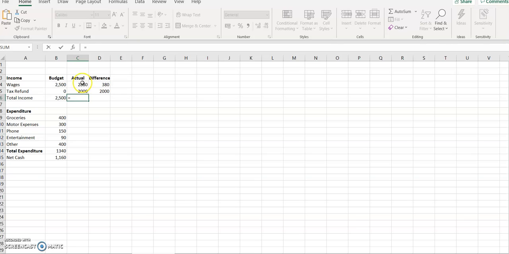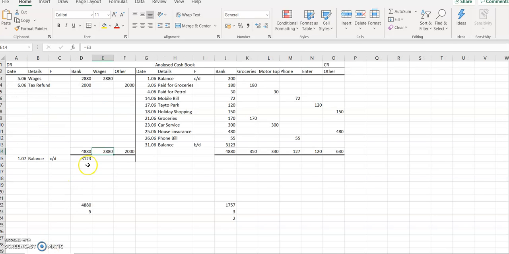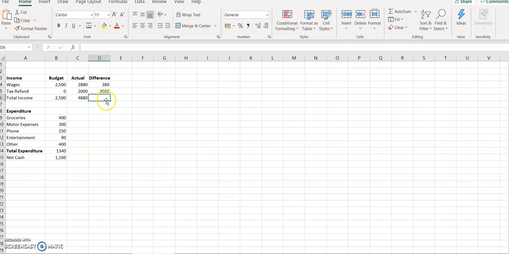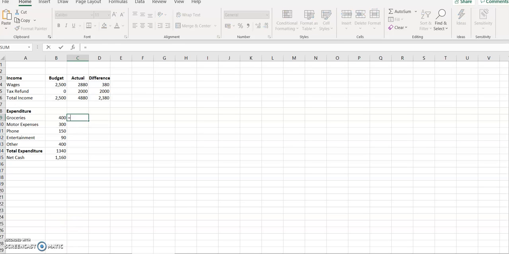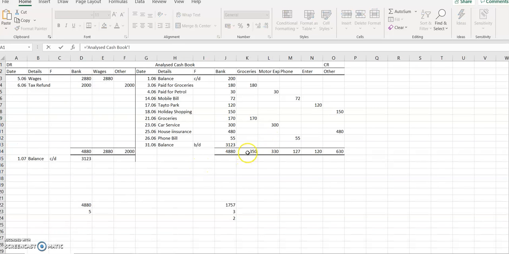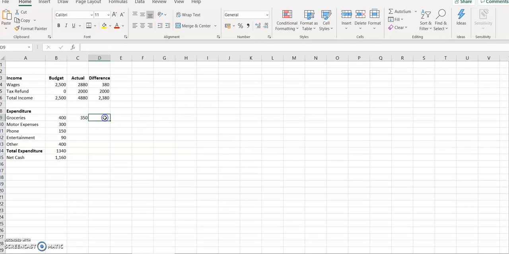So in here, their actual income that they have is 4,480, and that can be seen in this question here. So that's your bank on which came in. And the difference then is going to be the difference between your actual and your budget, which is plus 2,380. So the actual for groceries, let's have a look and see what they actually spent on groceries. So they spent 350, so it's going to be plus 50. So they budgeted 400, they actually spent 350.